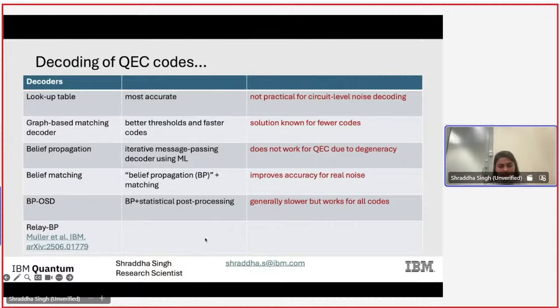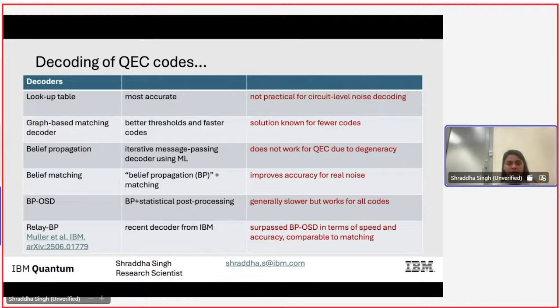And then finally, there was this recent Relay BP paper from IBM, where we've shown a decoder which is actually as fast as the matching decoder for surface codes, but it works for essentially the gross codes, which is an LDPC code, and which is something that we are very excited about implementing here at IBM. And there was a recent implementation of this decoder on the FPGA, which essentially solves a very important problem of real-time decoding, which Google, IBM, all of us are actually working on.